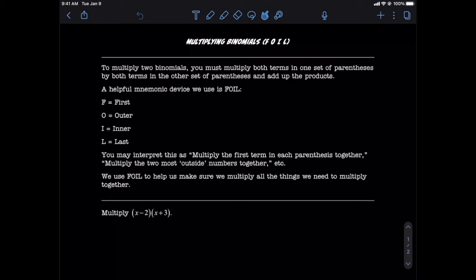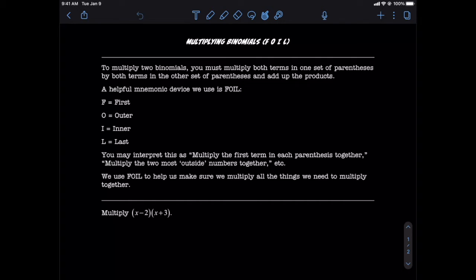Despite this video's name, we're going to run with calling it foiling, because FOIL provides us a very useful mnemonic device. It tells us exactly what we need to do in order to multiply two binomials together. In other words, it guarantees that we're not going to miss any of the products that we need. So how does it work? Well, the F stands for first, the O stands for outer, the I inner, and the L stands for last. Basically, these letters provide an outline for the terms that we need to multiply times each other.